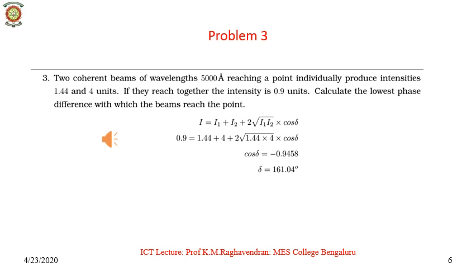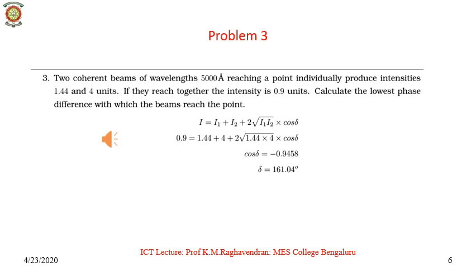This problem is straightforward. It is based on finding the intensity at a point on a screen in a double slit experiment, knowing the intensities produced by individual waves and the phase difference between them. The problem reads that two coherent beams of wavelength 5000 angstrom unit reaching a point individually produce intensities of 1.44 and 4 units. If they reach together, then due to superposition, the intensity is 0.9 units. Calculate the lowest phase difference with which the beams reach the point.